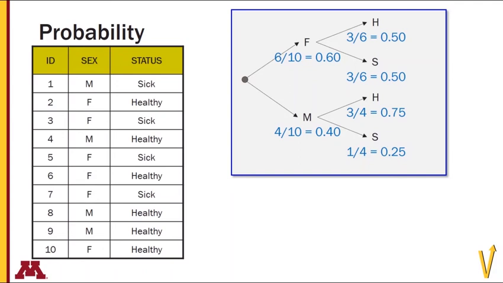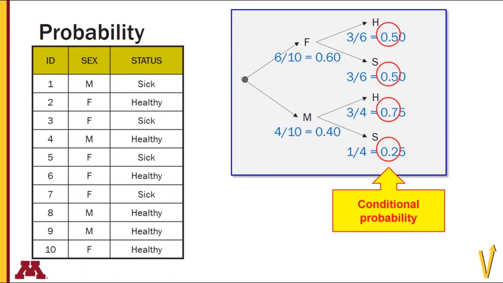So all these probabilities here that we see, they are called conditional probabilities. Let's look at the one on the top. The event of being healthy has 50% probability of occurrence only if the individuals are female. And that is a condition that has to be true, and that is why these are called conditional probabilities.